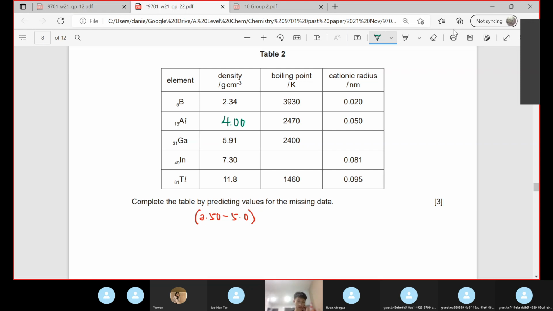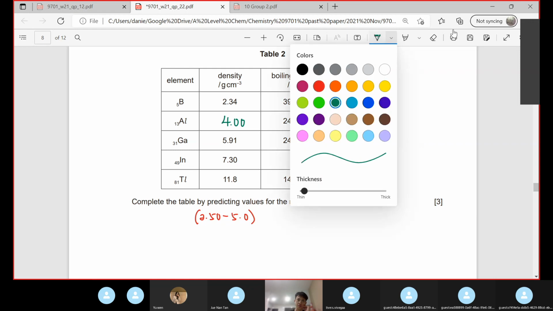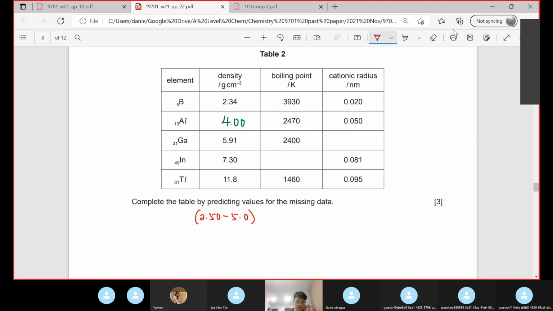Then for the boiling point, the range they accept is 1500 to 2300. Then for the cation radius, the range they accept is about 0.055 to 0.075.